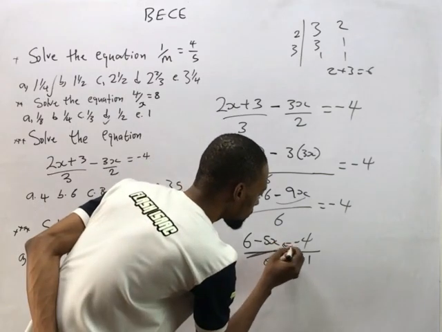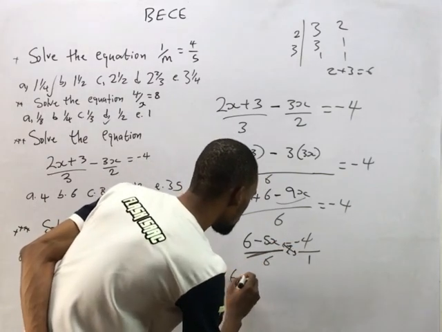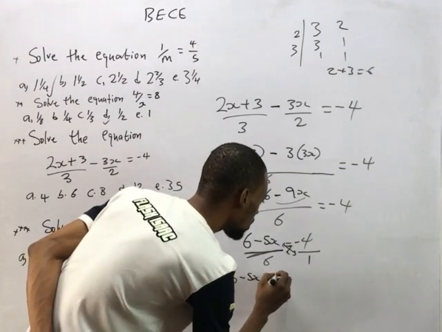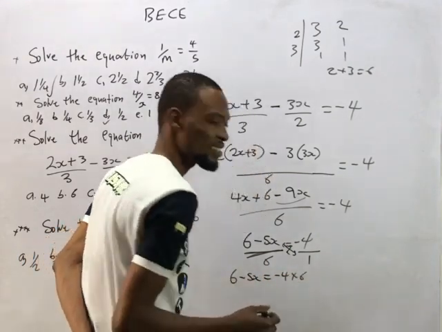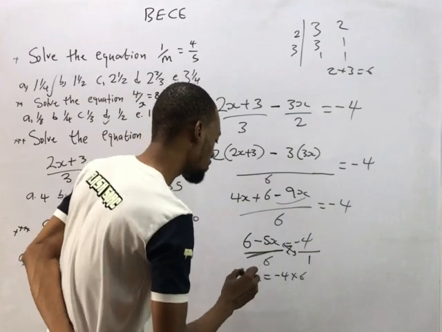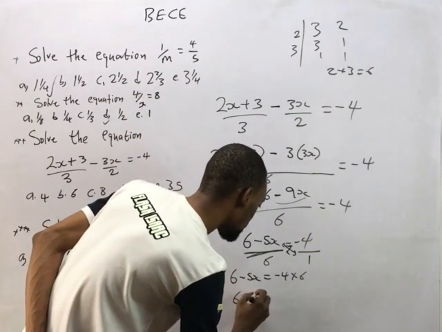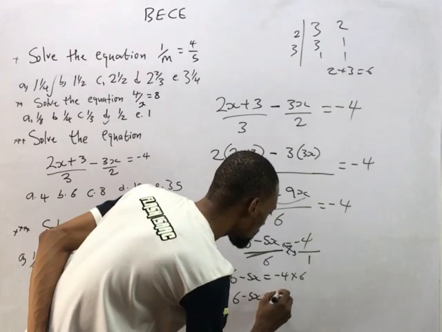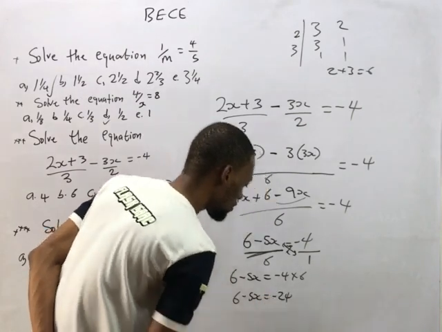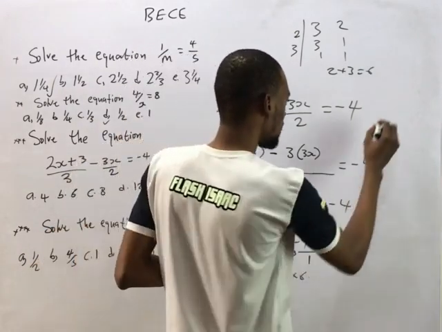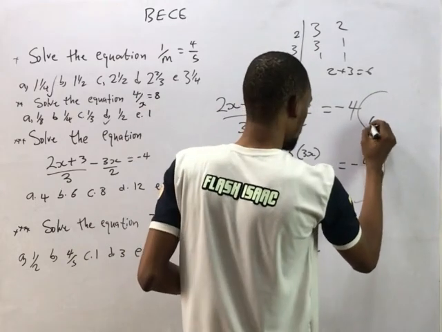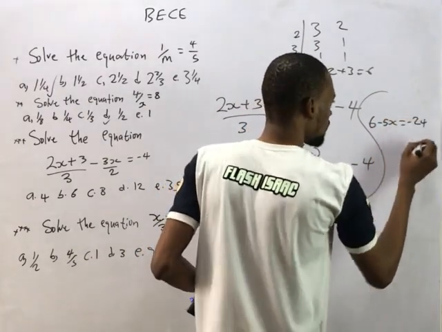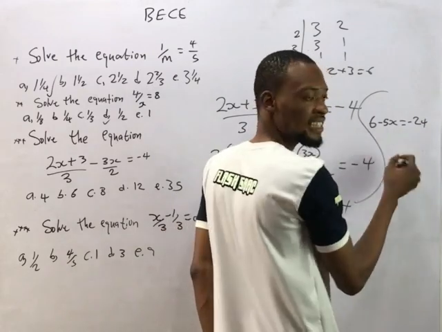So cross multiplying, this will give you 6 minus 5s times 1, which remains, equals minus 4 times 6, right? So this will give you 6 minus 5s equals minus 4 times 6, which is minus 24. So we are left with 6 minus 5s equals minus 24. So we collect like terms.